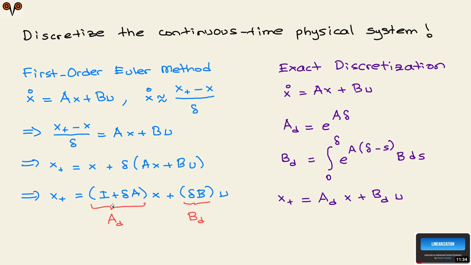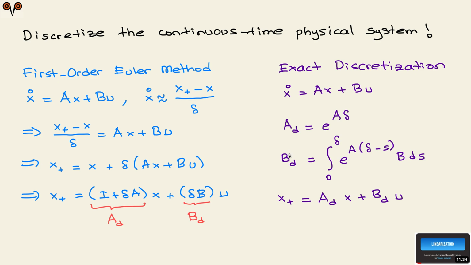Now, I showed the derivation of the first order Euler method, not the exact discretization. This derivation is a little bit involved. I wouldn't say it is difficult, but a little bit involved. If you want a reference for how we arrive from here to here, and why we have these AD and BD forms, you can send an email or leave a comment. I would be happy to provide a reference on that.